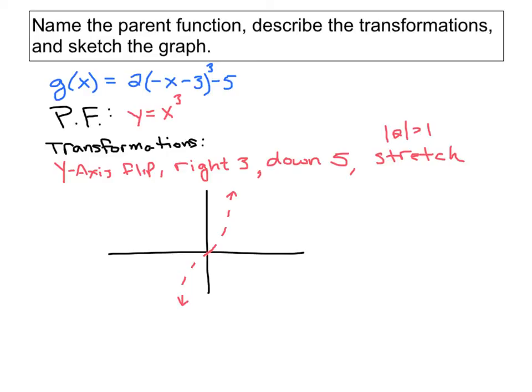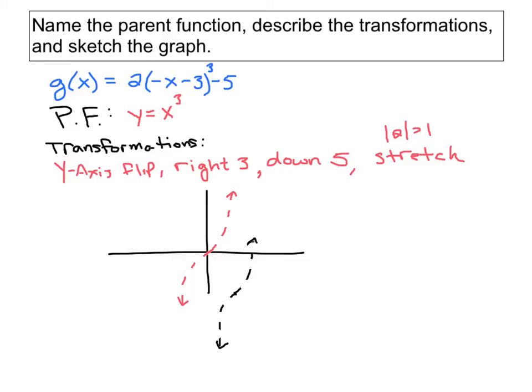So we have a right 3 and down 5. So we're going to go to the right 3 and down 5. Right 3, down 5. Again, we're just estimating right now. So it's going to go something like that. And again, we're not done yet. I'm just going as I go because I think it's easier to take it step by step.